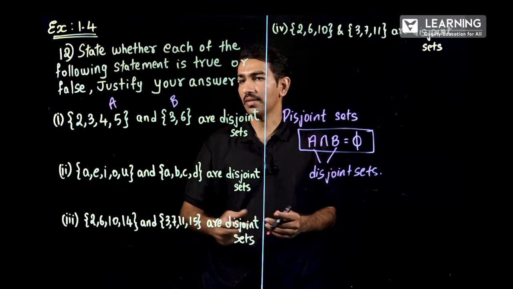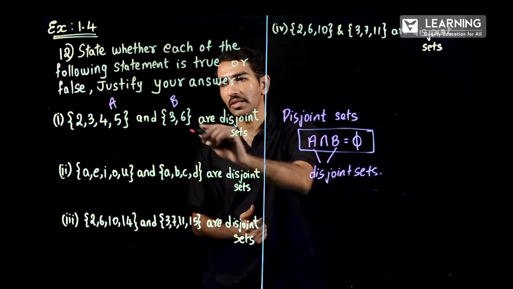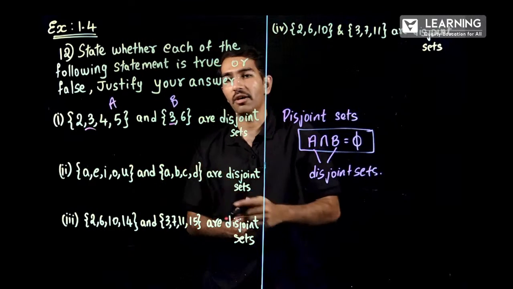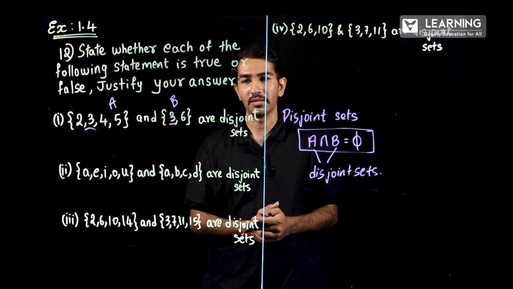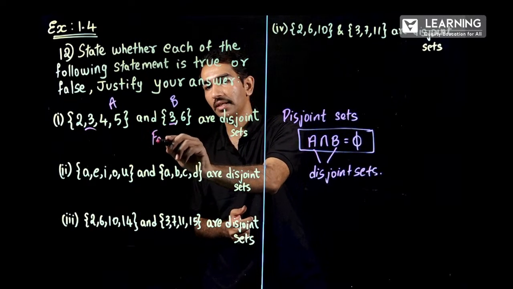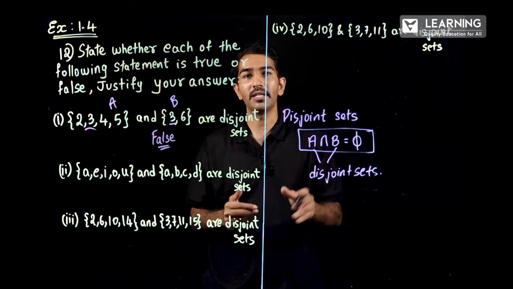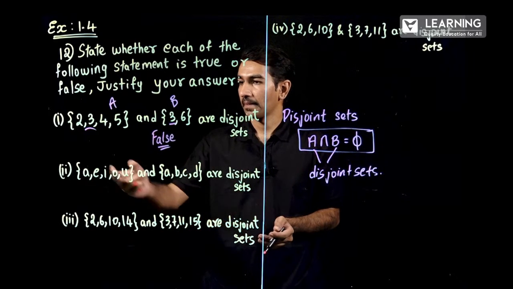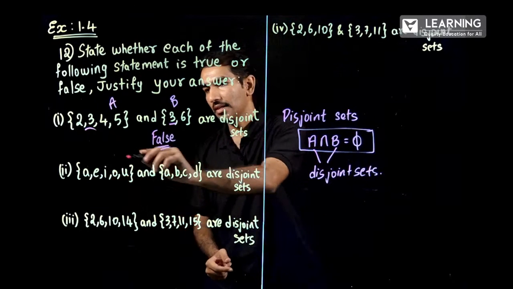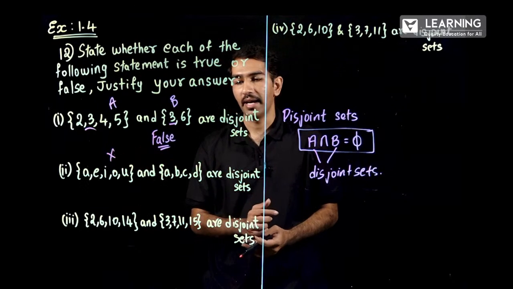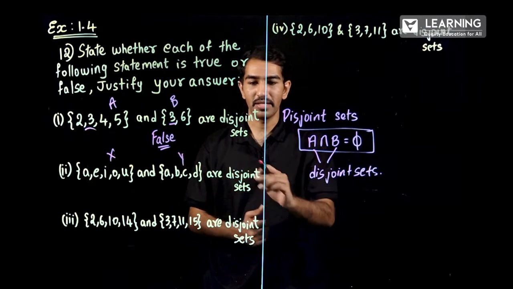So let's see if there is anything common between set A and set B. Can you see anything in common, students? Yes, we can see 3 common. So they are telling A and B are disjoint sets, whether it's true or false. This is false because there is something in common between A and B. If there is nothing in common, then they are called disjoint sets. Alright. Sub question number 2, A, E, I, O, U representing vowels, let us call it X, and A, B, C, D, let us call it Y. They are telling that these are disjoint sets again.